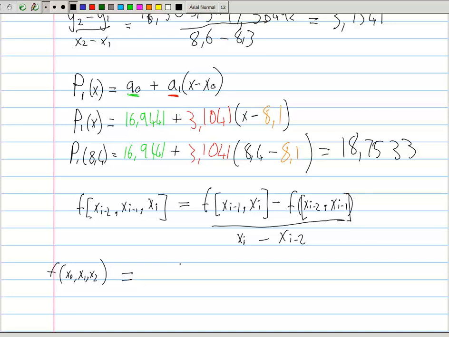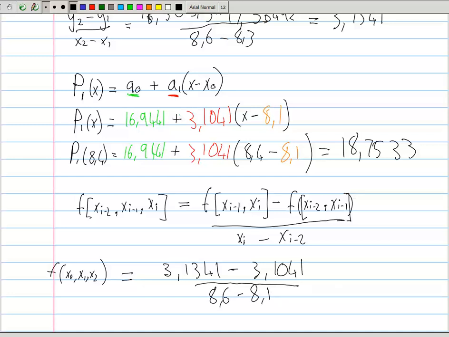F of x1, x2 is going to be, as calculated before, 3.1341 minus our f of x0, x1, which is going to be 3.1041. And we divide that by xi minus xi minus 2. So that's when our i in this case is 2. So this is going to be x2 minus x0. So x2 is 8.6 minus x0 is 8.1.